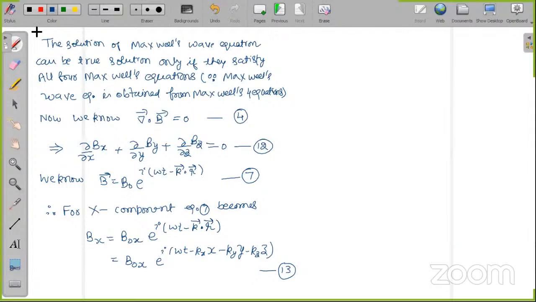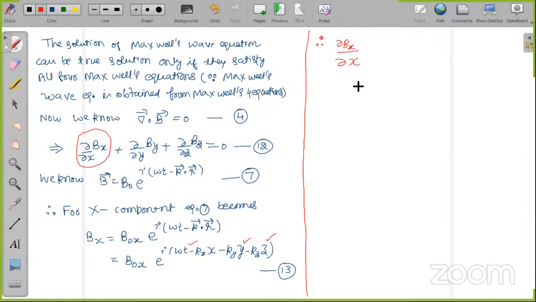Now I want to find only this part. What should I do? Please tell me. Sir, I will take the partial derivative with respect to x. What quantities should be kept constant now? Omega, y, z and t should be kept constant. Only x should be kept as a variable. Therefore, curly bx upon curly x. Can you tell me what should be the answer?